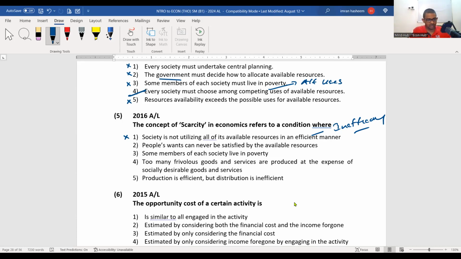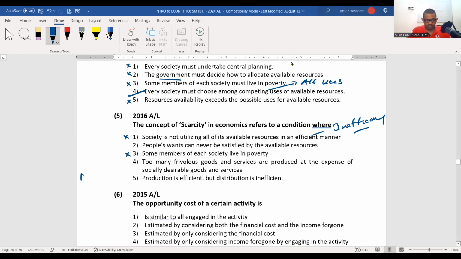Some members of each society, no, we talked about that. You know, your examiners use the same points sometimes again and again. Number 4, too many frivolous. Frivolous meaning unnecessary things that we buy and unnecessary expenditure we incur. We can live without those. They are not essential. They are not even important or semi-essential. We can completely live without them, but we keep spending money. Goods and services produced at the expense of socially desirable goods. So this concept is called, right?